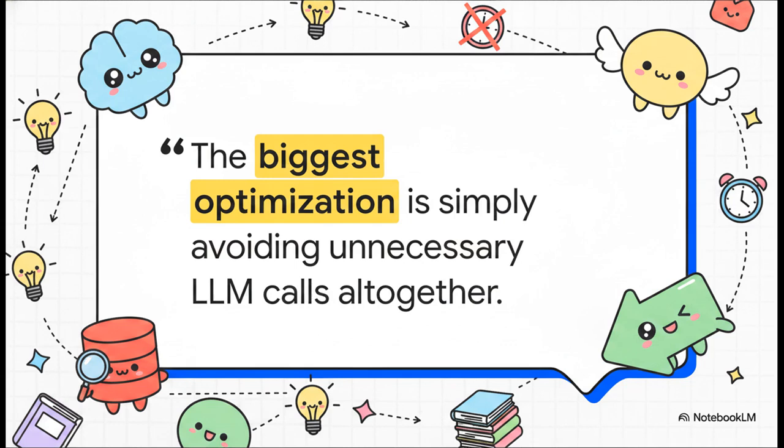I want you to really let this quote sink in for a second. The biggest optimization in RAG isn't always choosing a better LLM. Sometimes it's simply avoiding unnecessary LLM calls altogether. That right there is the core lesson of this explainer. Sometimes the absolute smartest AI optimization you can do is just doing less repetitive work.